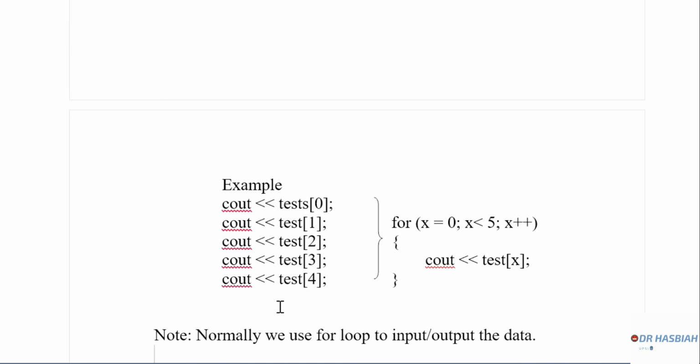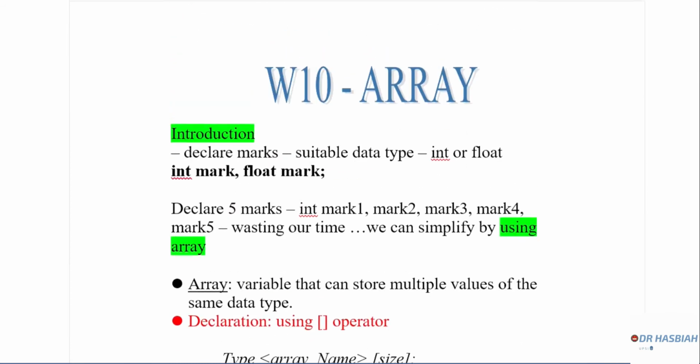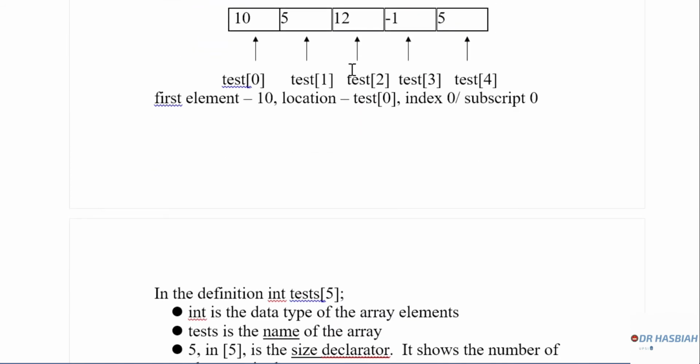So in order to simplify our program, you can use for. Same goes to the cout statement here. For x equal to 0, x less than 5, x plus plus, cout test x. If x is equal to 0, so cout test 0. So what we have in test 0 just now, we have 10, right? The value is 10, so you will get the 10.